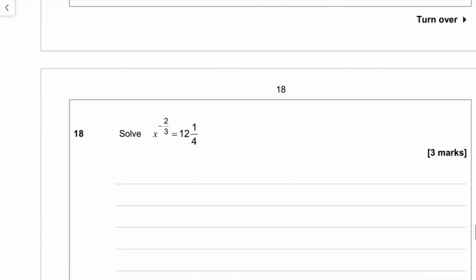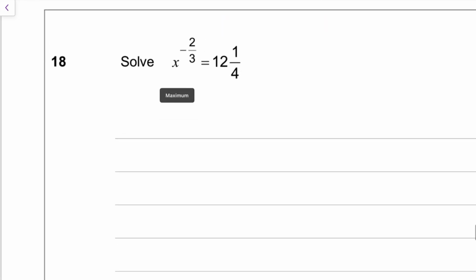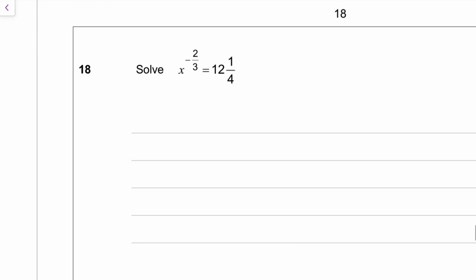I've got a feeling a very hard one is coming up. Okay, question 18. Now, yes, I'm going to use the inverse approach. So what do I do to minus 2/3? What do I multiply by to make it 1? I multiply by minus 3 over 2. So therefore, I'm going to take this. Well, 12 times 4 is 48 plus 1 is 49 over 4. Minus 2/3, the opposite of that is minus 3 over 2, is what I'm trying to say.